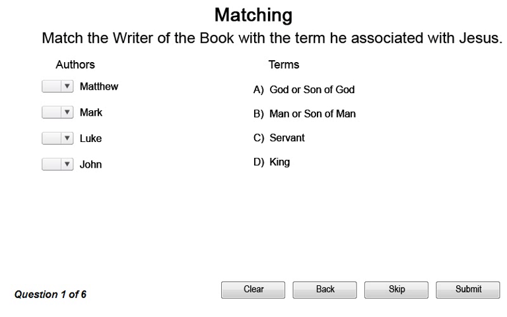We want to test your knowledge after reviewing the New Testament. Match the writer of the book with the term he associated with Jesus. Matthew sees him as king. Mark sees him as the servant. Luke sees him as the Son of Man, and John sees him as the Son of God.